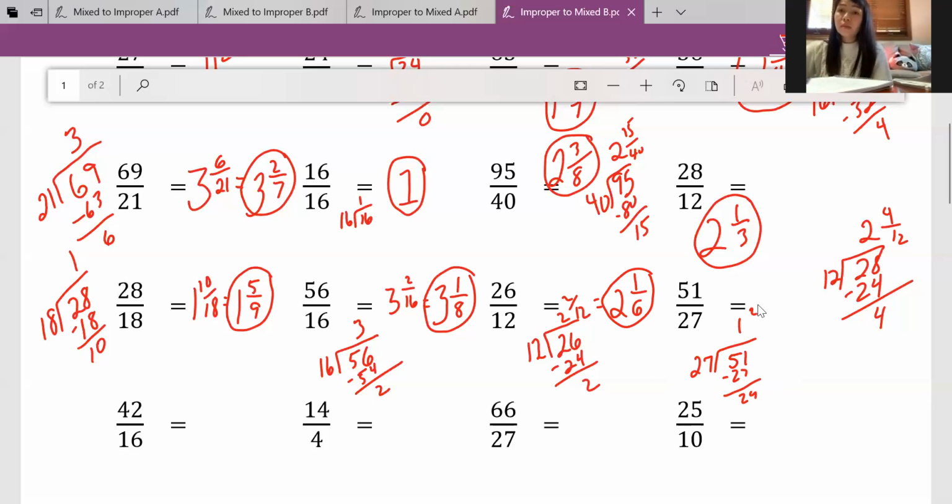Then I'm going to ask myself, are there any common factors between 24 and 27? Well, I know 3 times 8 is 24, and I know 3 times 9 is 27. I know 6 is a factor of 24, 8 is a factor of 24, but those aren't factors of 27. So I'm going to divide both by 3. If I divide 24 by 3, I'd get 8. If I divide 27 by 3, I'd get 9. Now that is the reduced mixed number of 51 over 27.